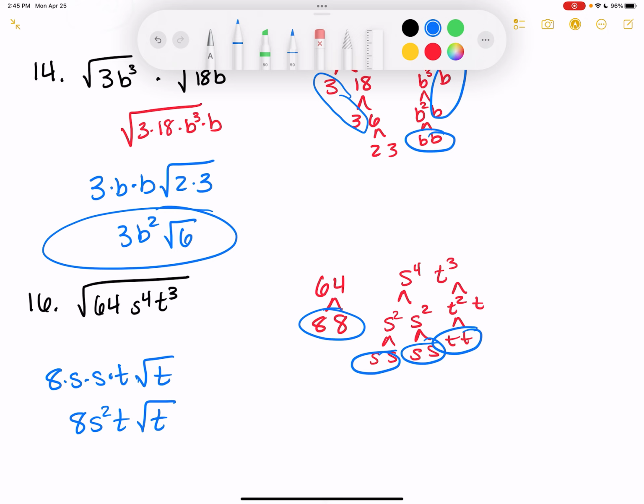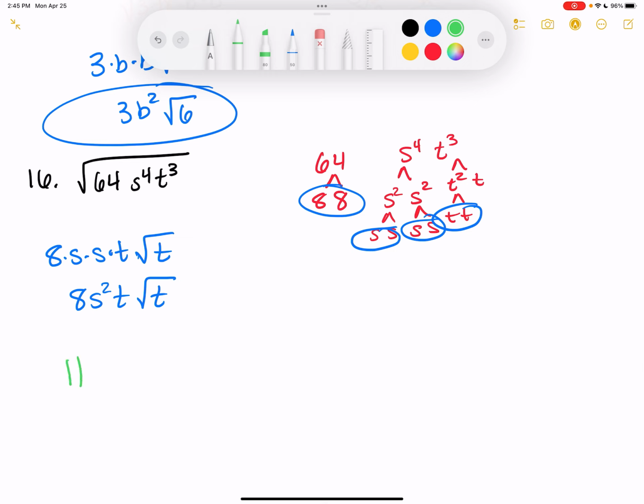Cool? Alright, so I want you to do, making sure you have plenty to do so there's no reason for you to talk in her room. 3 through 17 odd.